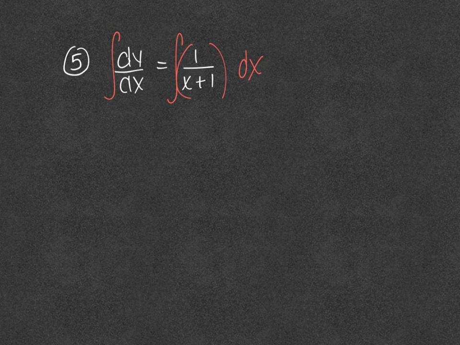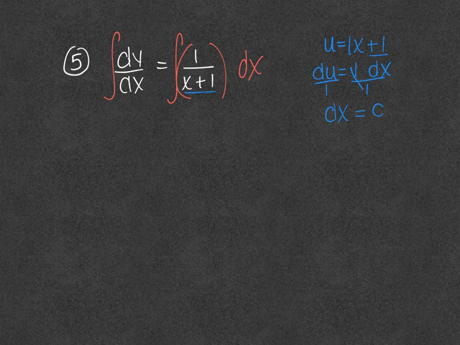So remember when I had a problem like this, I set the denominator equal to u. So my denominator is x plus 1. I take du, so the derivative of x is just 1. The derivative of the 1 here is 0, so we don't need to write that. So it's 1 dx. If I solve for dx, dividing by 1, dx is simply du.